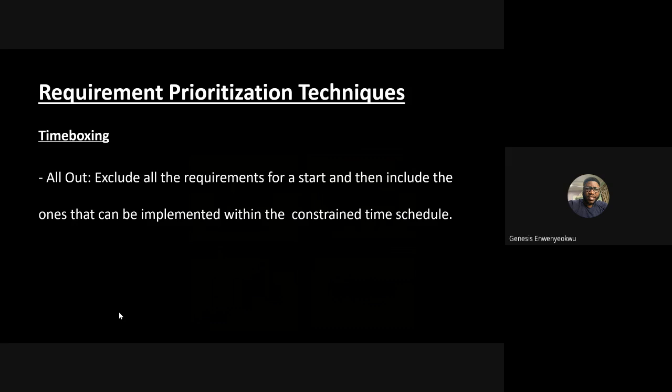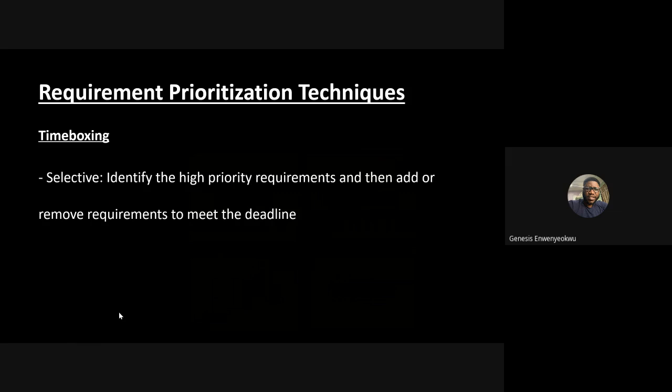So all the requirements are out, then we begin to only select the requirements that are of importance that will help us to meet our time schedule. In, all the requirements are given the same priority, but we now begin to remove the ones that we think are of lesser priority, or should I say lower priority, so that we can only have the ones that are of highest priority that will help us to meet with our deadline.